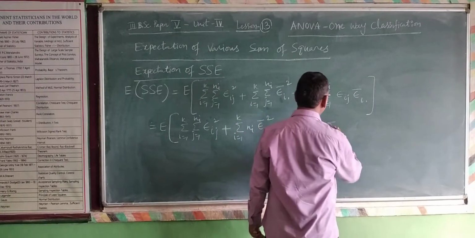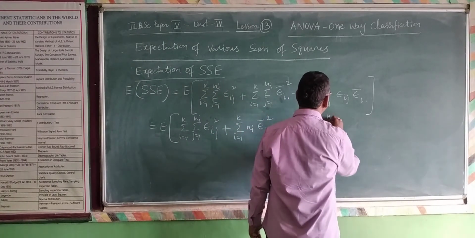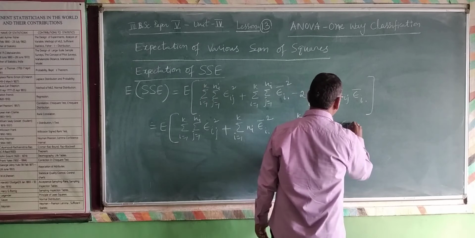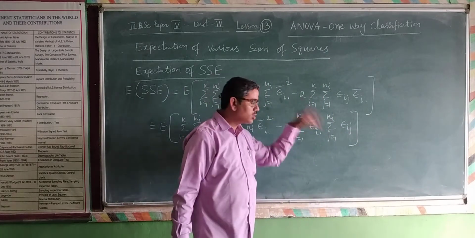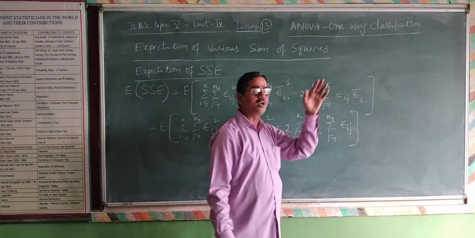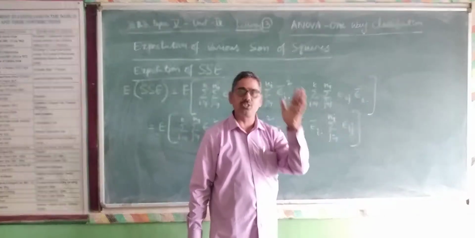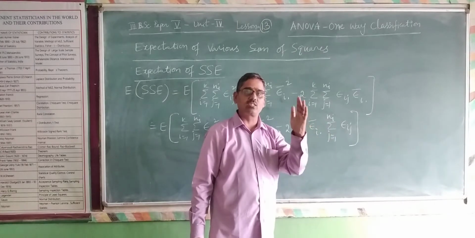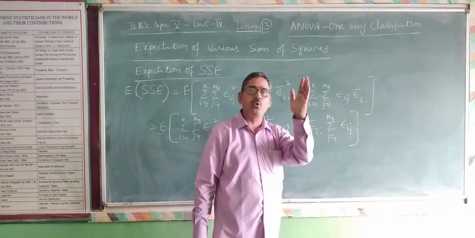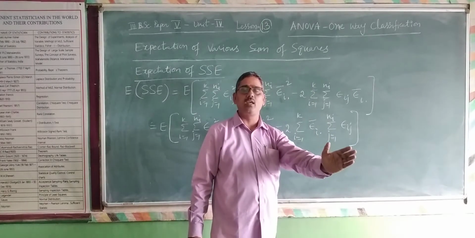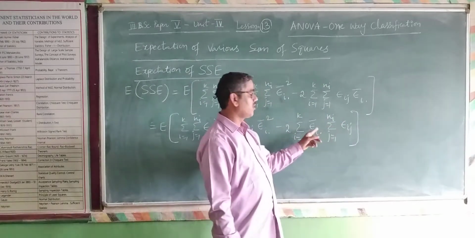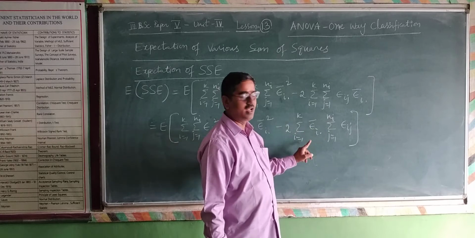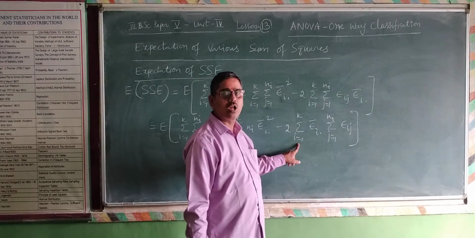And then summation j equal to 1 to ni, epsilon ij. It is not a separation of two summations. Because epsilon bar i dot is a constant and does not depend on summation j, we take it out, just like summation of 2 into xi is nothing but 2 into summation of xi. That is what we are doing with respect to summation j. And then now we want to do summation i.